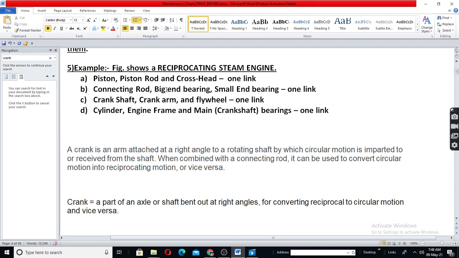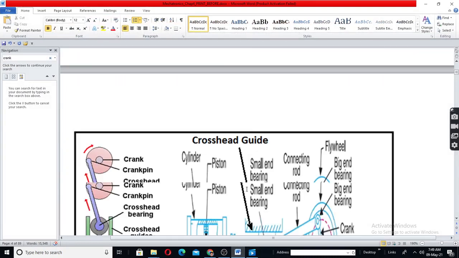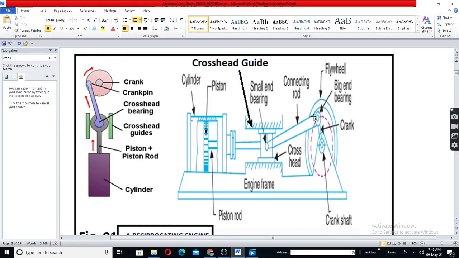See, the connecting rod, big end bearing and small end bearing are one link. Connecting rod, big end bearing here, one bearing. Sometimes it will be only a pin or bush, sometimes a bearing. This is called the small end bearing. This one is one link. Even though there are three parts, they are considered as one link.